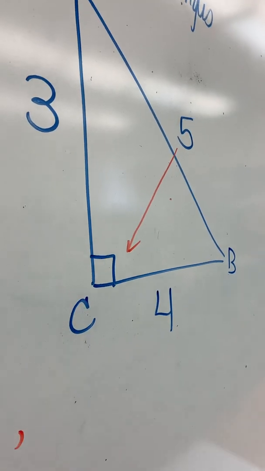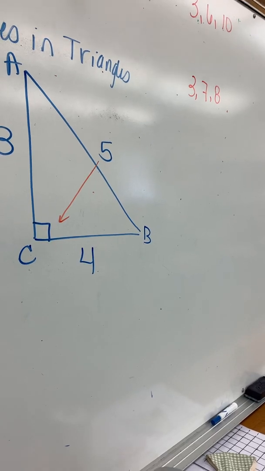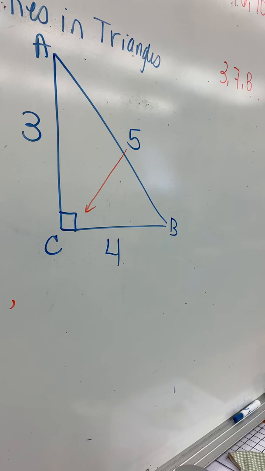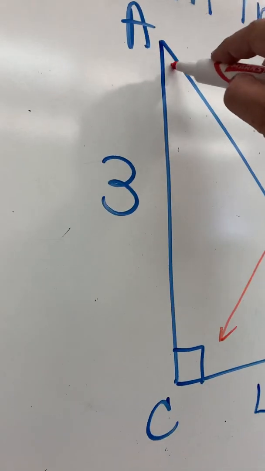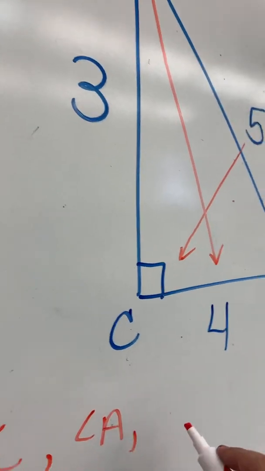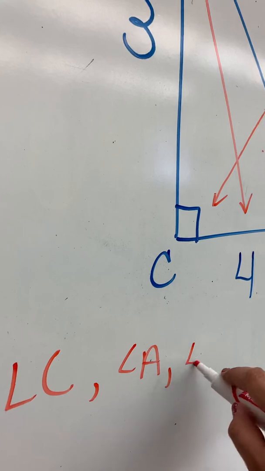So angle C would be your largest angle. What would be your second largest angle? A. Across from angle A is the second largest side. So angle A. And what's your third longest side, or your smallest side?